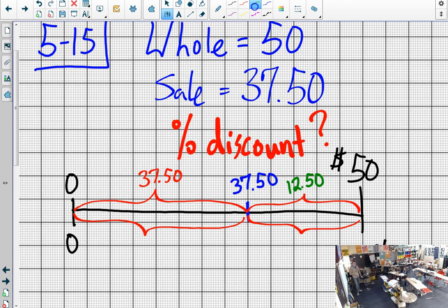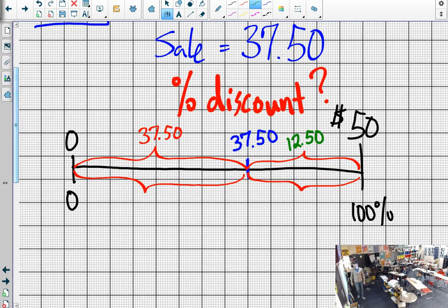75%. Is what she saved or what she paid? Wait, no, it's what she saved. Which is bigger, the amount she paid or the amount she saved? The amount she paid is bigger, right? So I agree that 75% belongs in this problem, but that's not the answer, right? Because they're asking us, what did she save? What was her discount? What percent is her discount?